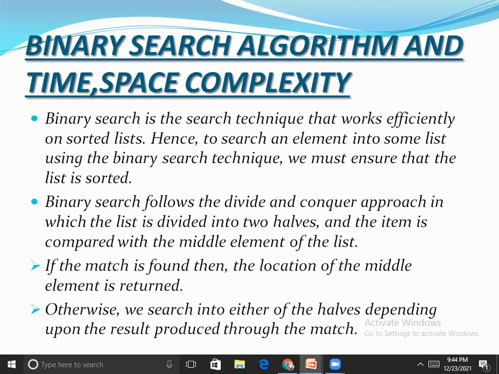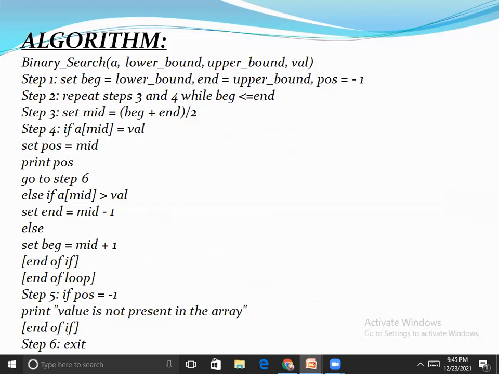Binary search follows the divide and conquer approach, in which the list is divided into two halves and the item is compared with the middle element of the list. If a match is found, then the location of the middle element is returned. Otherwise, we search into either of the halves depending upon the result produced through the match. Now, here is the algorithm of binary search.